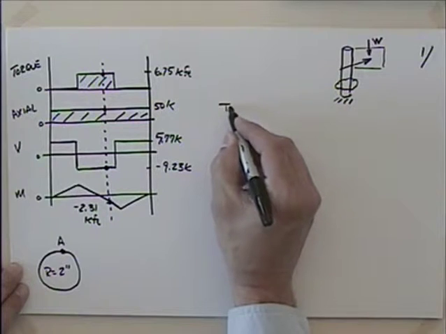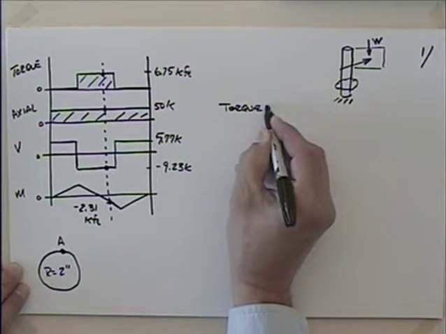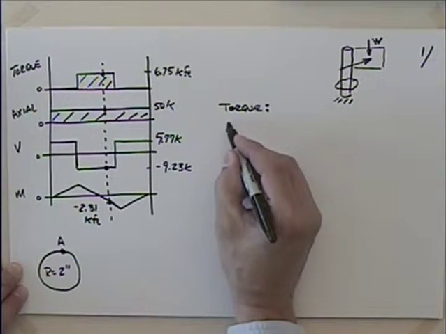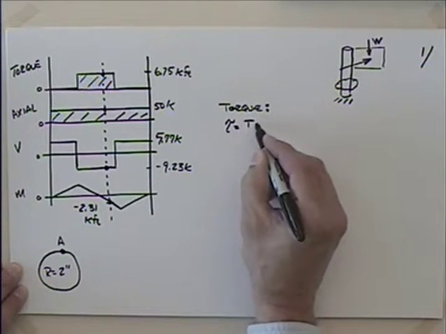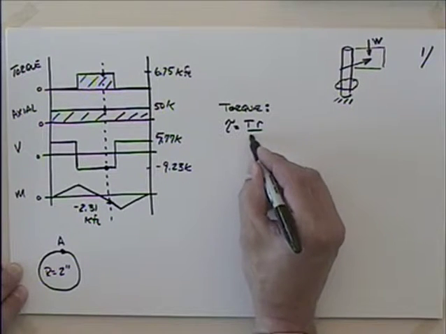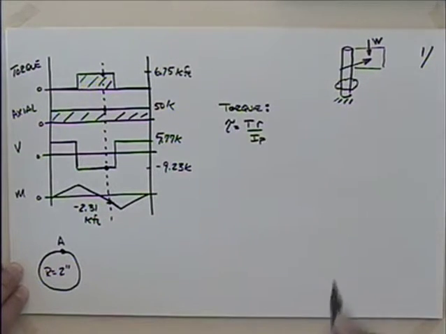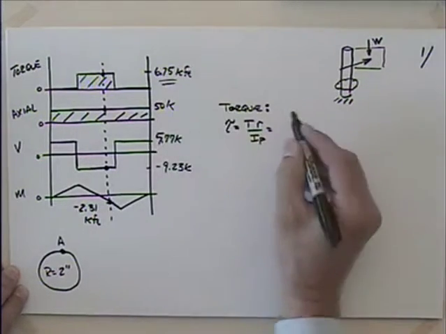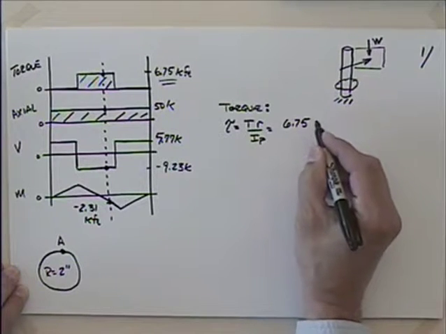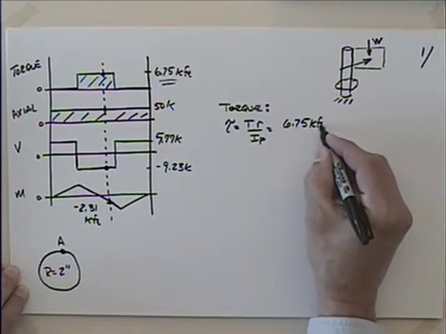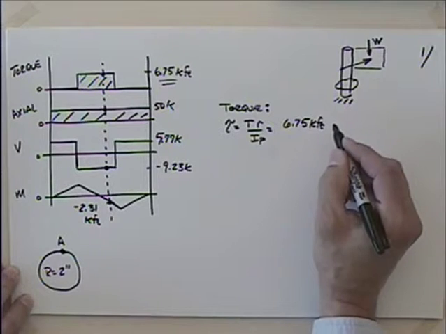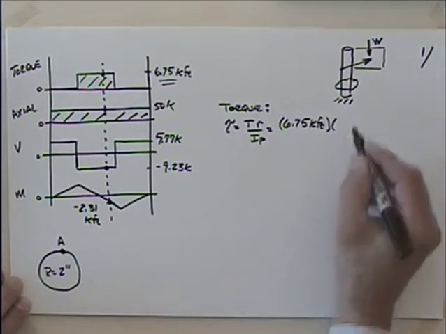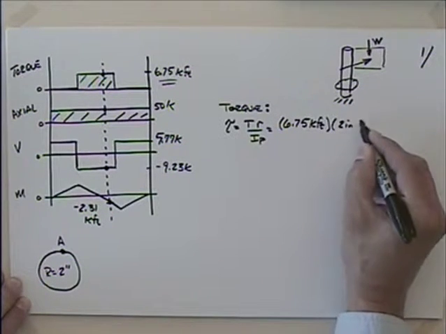We could talk about torque. The shear stress due to torque is equal to the torque times the radius divided by the polar moment of inertia. Remember that? It's a good review as we're getting close to the end of the term. And our value for torque is right there, 6.75 k-feet, thousands of pound-feet. And then I need to multiply that by the radius, which is 2 inches. If someone gives you diameter, be careful, it is the radius. So we have 2 inches.